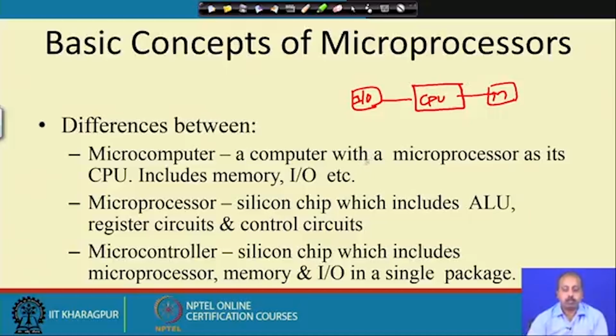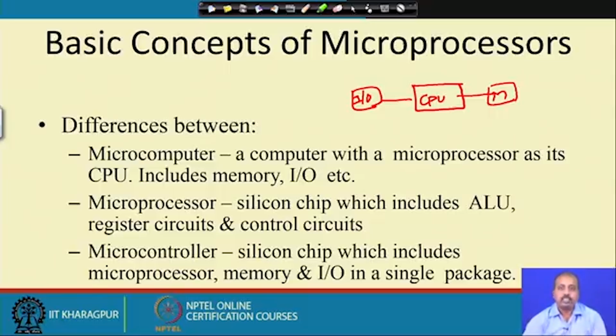So, microprocessor, what is it? It is a silicon chip which includes ALU, register circuits and control circuits. In our lectures on CPU design, we have seen that a CPU consists of essentially one arithmetic logic unit for doing the arithmetic logic operations. Then there is a register bank to hold the intermediary values, and many times the operands are taken from these registers by the ALU, and there is a control logic which controls the overall operation.